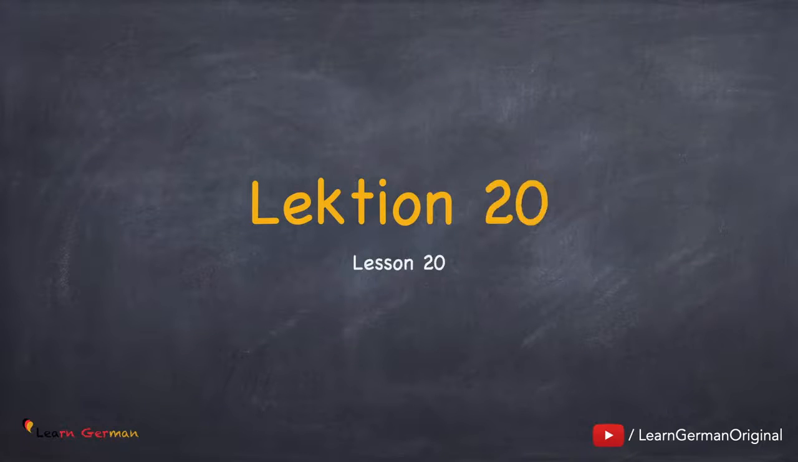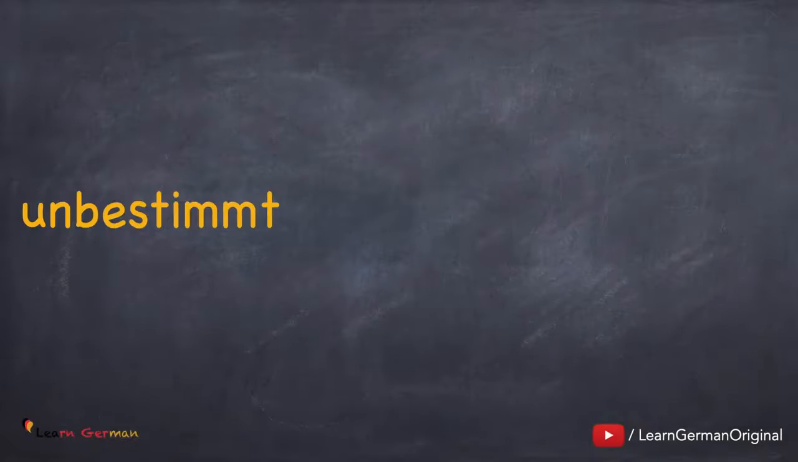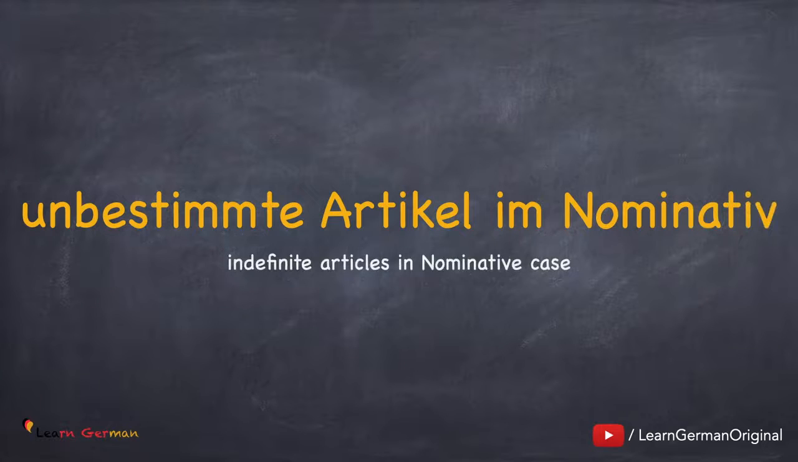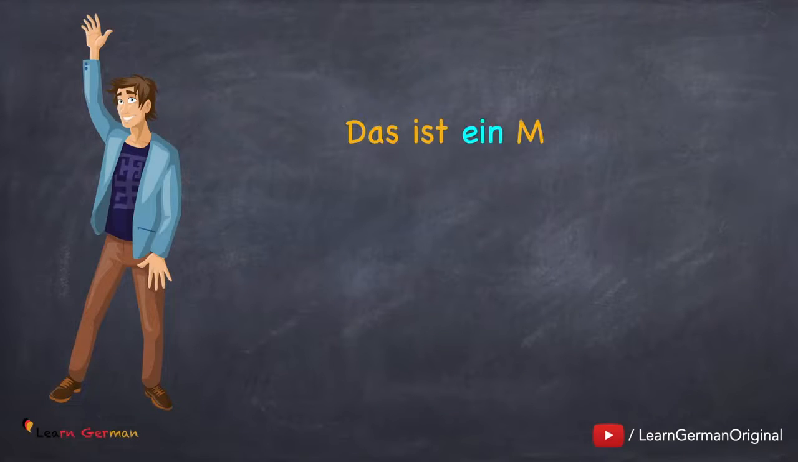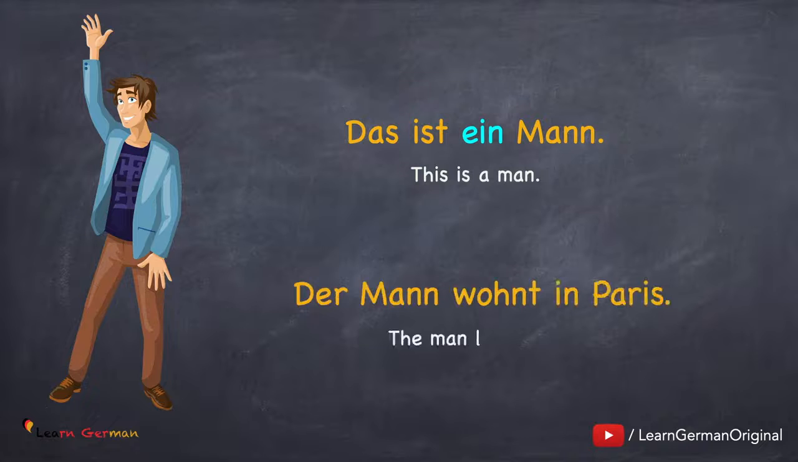Lektion 20. Unbestimmte Artikel im Nominativ. To be able to understand indefinite articles in this chapter, it is very important that you have learned the definite articles that we did in the previous chapter. Now let's do a few sentences to understand them. Das ist ein Mann. Der Mann wohnt in Paris.